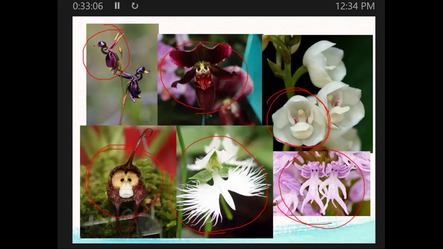So that, there's, I can't remember the term, but there is a term for when things in nature look like something else. There's a special term for that. But like I said, orchid flowers can be pretty bizarre, pretty ornate.